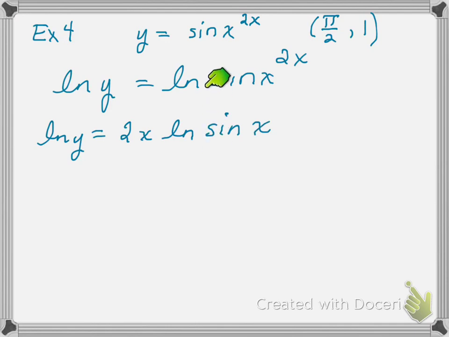I don't really have a derivative formula that's got an x in the base and an x in the power. So this allows me now to separate these. Now I can use a product rule for these two. And basically I'm using implicit differentiation because when I take the derivative of this, it's not just a y, it's an ln y. So I'm going to do implicit differentiation here with respect to x.